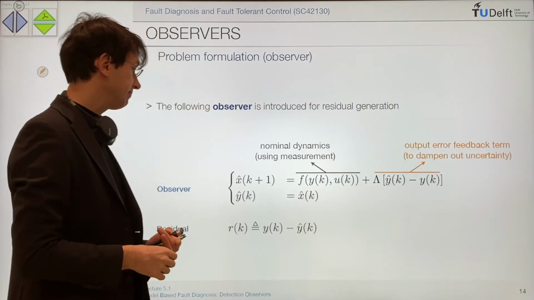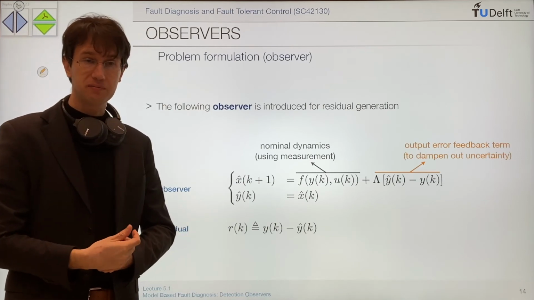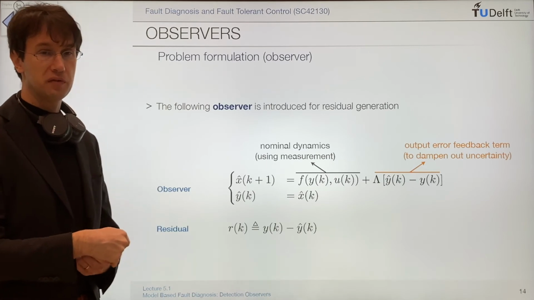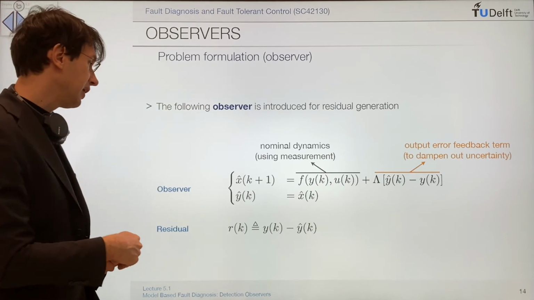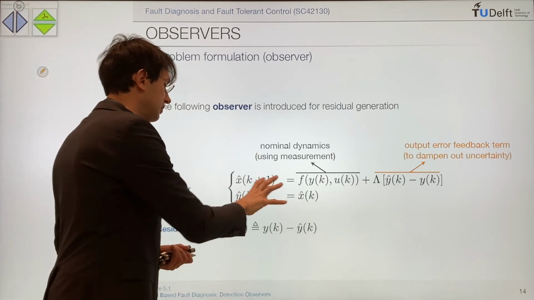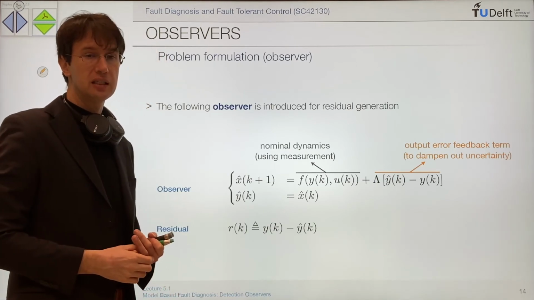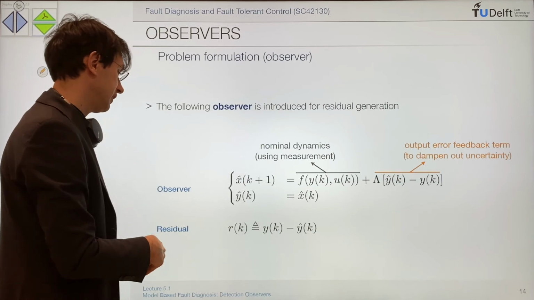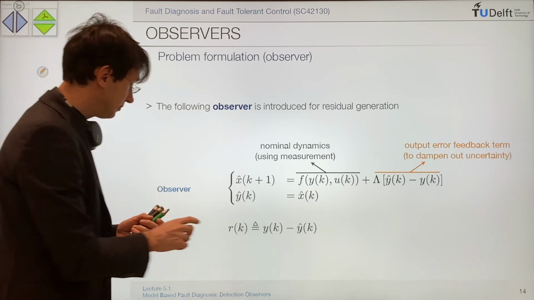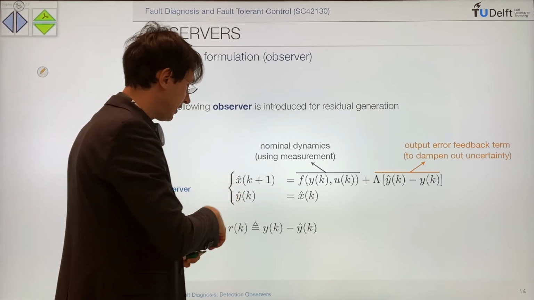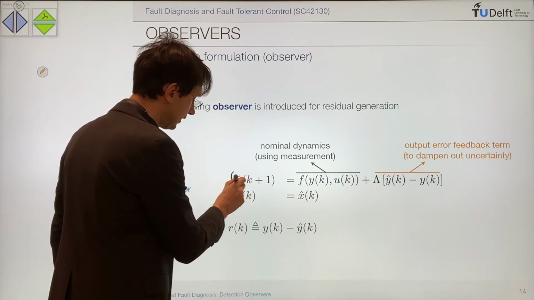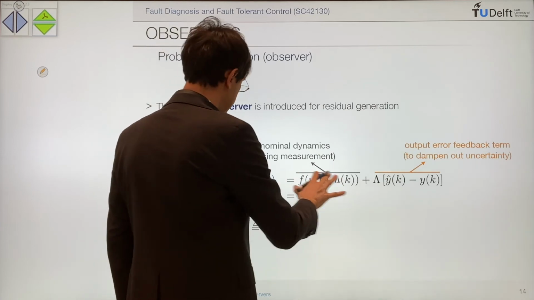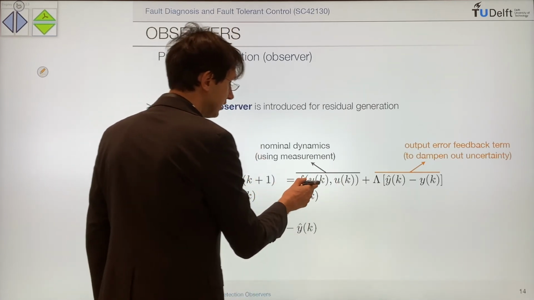Okay, now how we introduce the observer. So I scribbled before how to write the equation of a Luenberger observer in continuous time. Now let us write how to get the equation in discrete time, because this is where we are working most of the time. So in discrete time, we introduce the estimate x hat of the state, and the dynamical equation of x hat is this one.